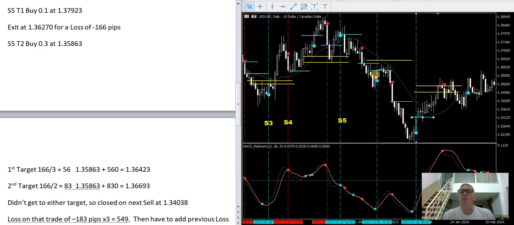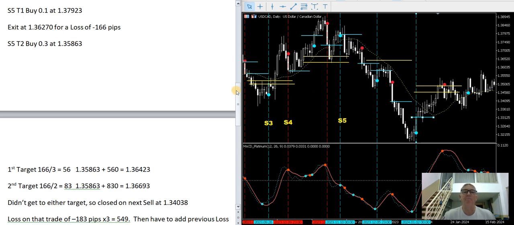Sequence 5, trade 2 is this buy here, in this level here, this blue line here. 0.3 at 135,863. I worked out my targets. There's 166 loss divided by 3, 56. Add that to the price. It's 136,423, which is up here. I didn't even bother marking this target 2 because that's above it. So it didn't reach target 1 at all.